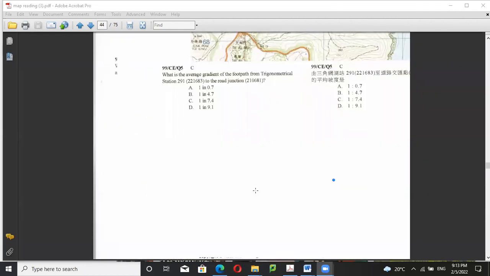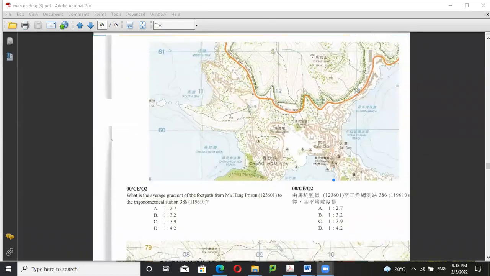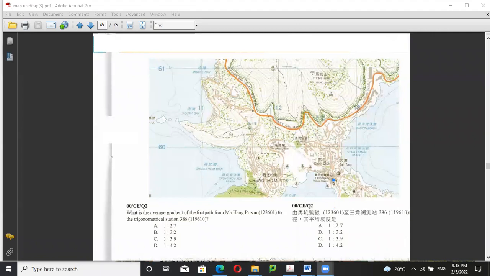Which is talking about the Mahang prison, with the trigonometric station 3x6, which is here. And then the whole thing should be like this. Then again, you can approximately think that this is around 1 km, around 1 km all the way. Usually it's 1 km, so in terms of time, you can take a gamble and just calculate 1 km.